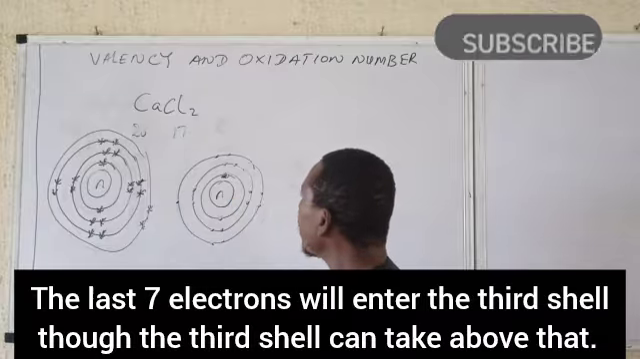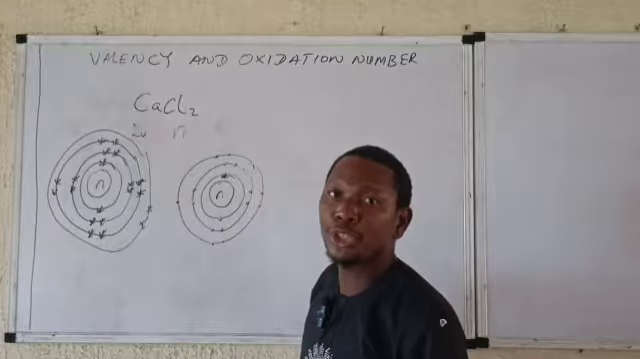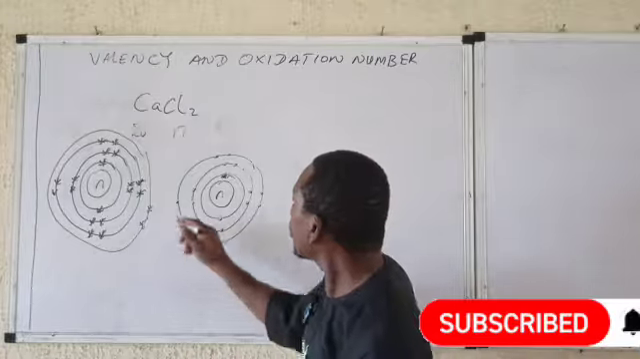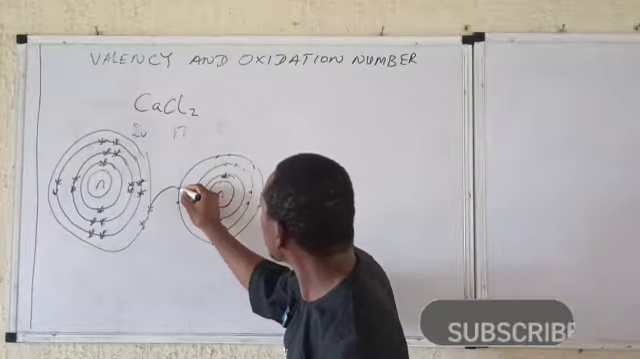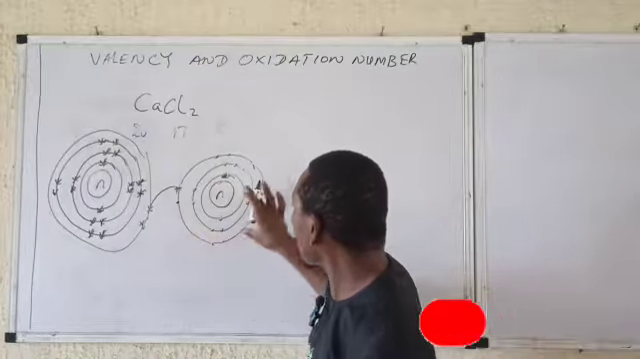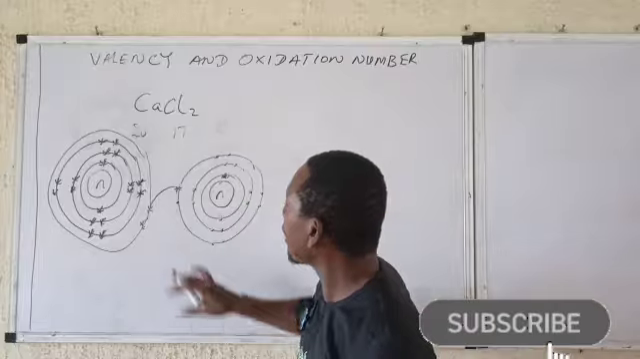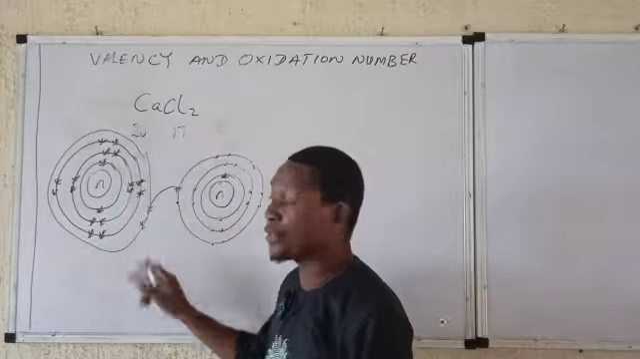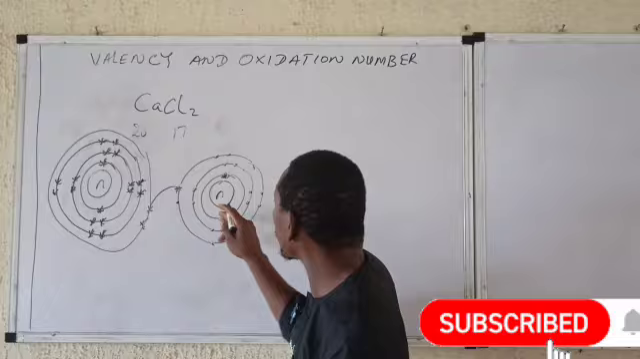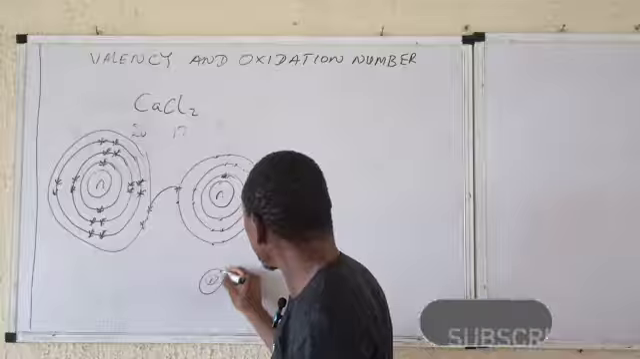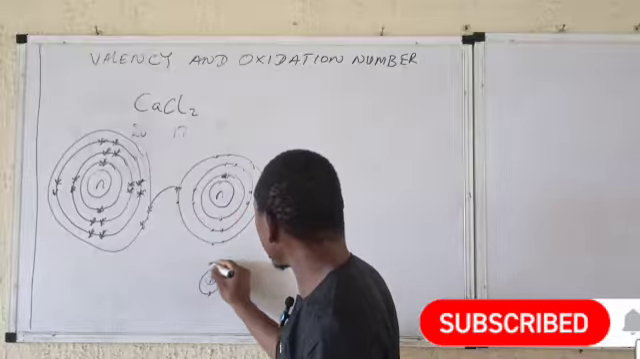Takes 7. Now notice, this one has 2 in this outermost shell, but this needs 1, right? So it will donate, 1 will come to this place. We donate this to this. This one is now stable. But here, we still have 1 electron in this outermost shell, which means this is not stable. So this one will also go to another atom of chlorine. So we'll now have another one here, like this.